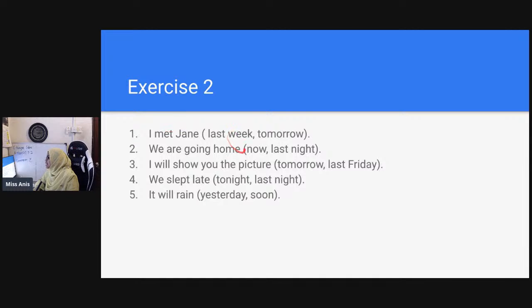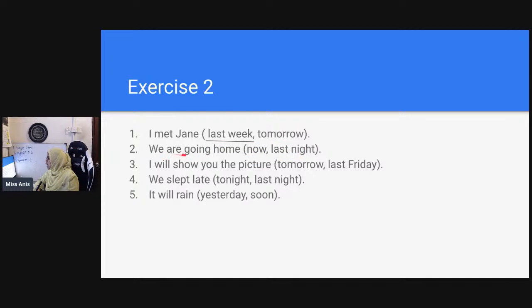So here, last week dengan tomorrow, yang mana satu yang melambangkan yang dah lepas? It will be the last week. Okay, so here adverbs and verbs really closely related. So that's why you need to know the tenses lah. Okay, so the second one, we are going home now or last night.